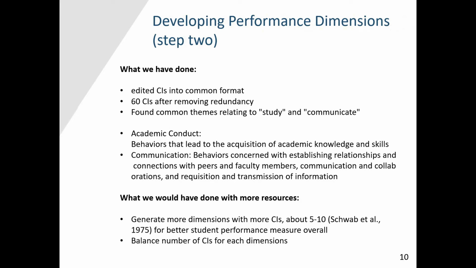If we had more resources, we would generate more dimensions with more critical incidents, about 5 to 10, for a better overall student performance measure. And we would try to balance the number of critical incidents for each dimension, because we had a lot of critical incidents for academic conduct, but not a lot for communication.